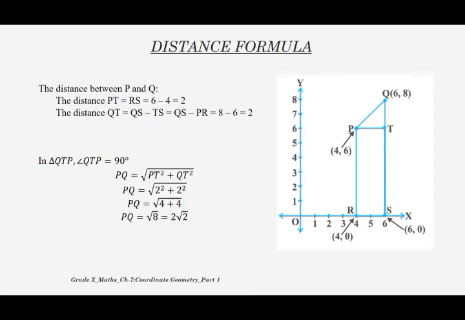Now we have triangle QTP, right angled at T. So in that triangle, we can apply Pythagoras theorem and then find the distance PQ, which we find to be 2 root 2.